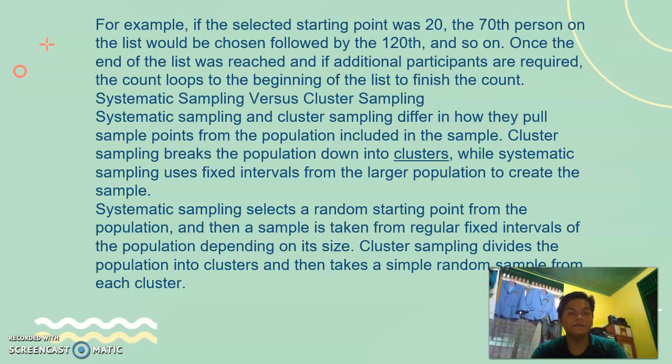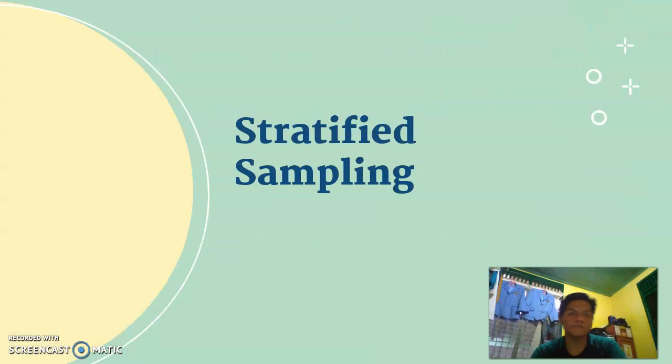Systematic sampling and cluster sampling differ in how they pull sample points from the population to include in the sample. Cluster sampling breaks the population down into clusters, while systematic sampling uses fixed intervals from the larger population to create the sample. Systematic sampling selects a random starting point from the population, and then a sample is taken from regular fixed intervals of the population depending on its size. Cluster sampling divides the population into clusters and takes a random sample from each cluster.